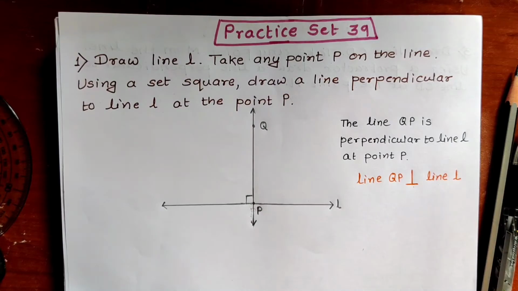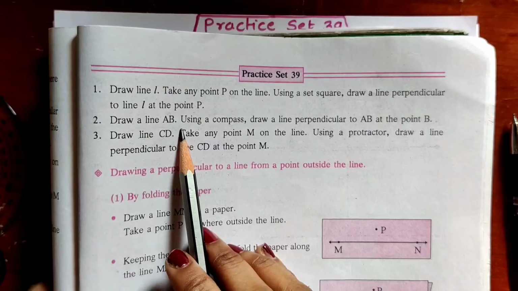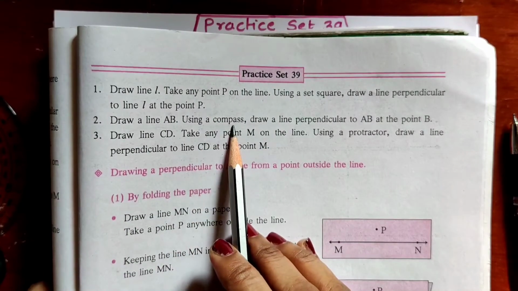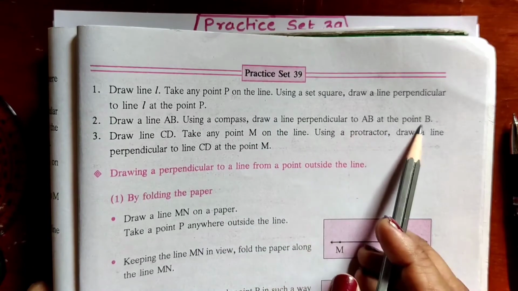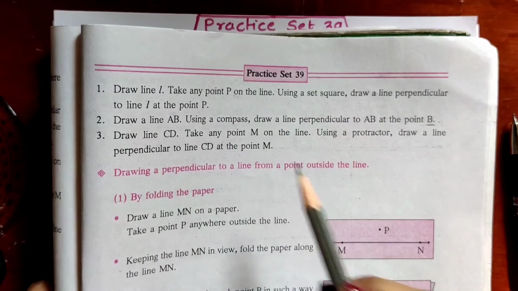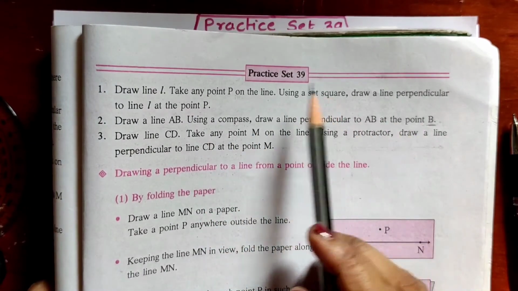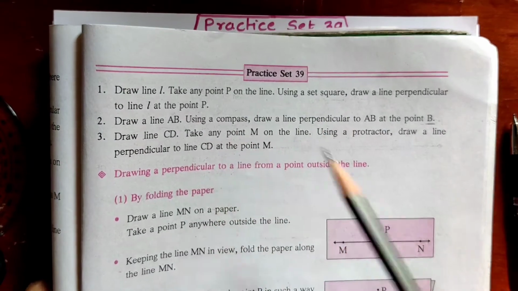Now let us go on to the second question. Second question is draw line AB using a compass. Now we have to use a compass to draw a perpendicular to AB at point B. At which point we have to draw? At point B. So let us see how to use the compass. In the first question we used a set square. Now we are going to use a compass.